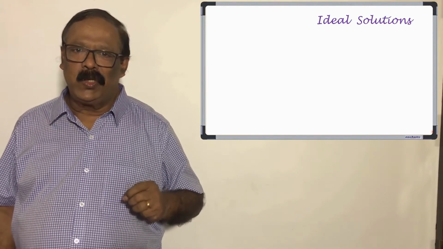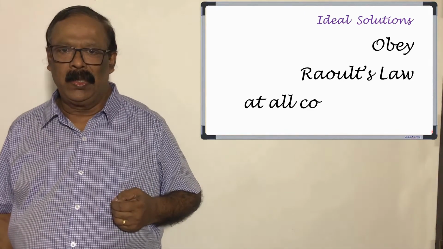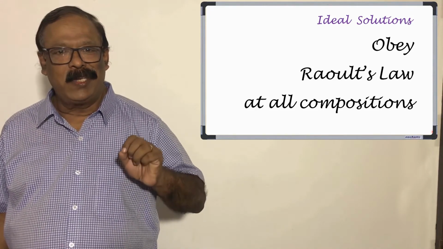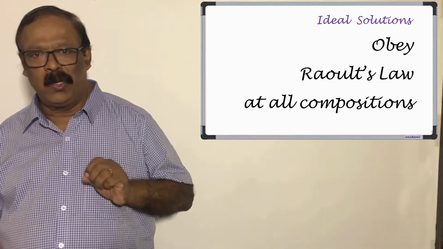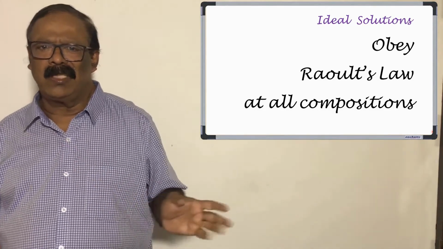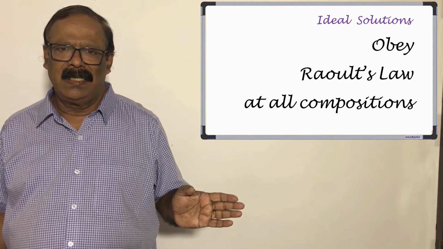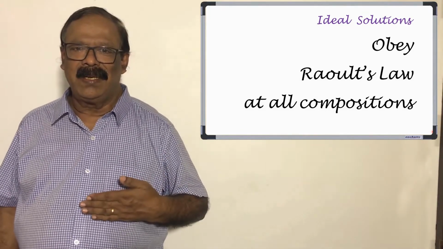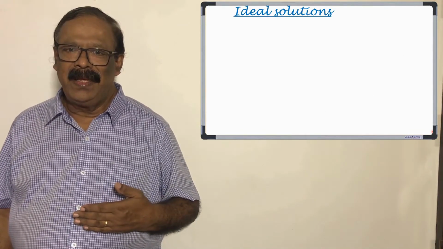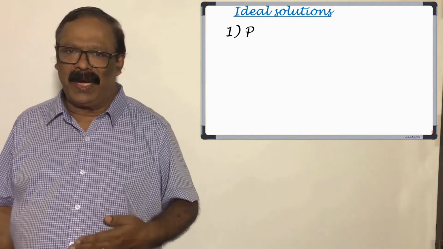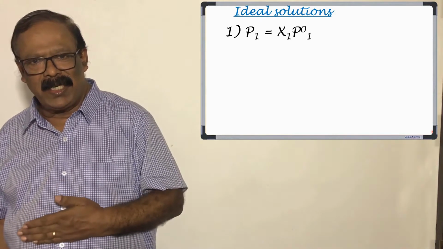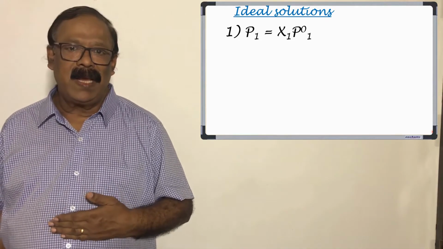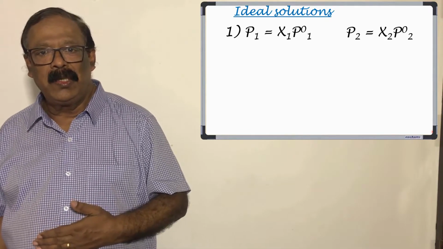Ideal solutions are solutions that obey Raoult's law at all compositions. So what are ideal solutions? They obey Raoult's law at all concentrations. Now, they obey Raoult's law means the first condition for the solution to be ideal will be the partial pressure of one component, P1, should be equal to its mole fraction x1 into P01, vapor pressure of the pure component. Similarly, P2 will be equal to x2 P02.